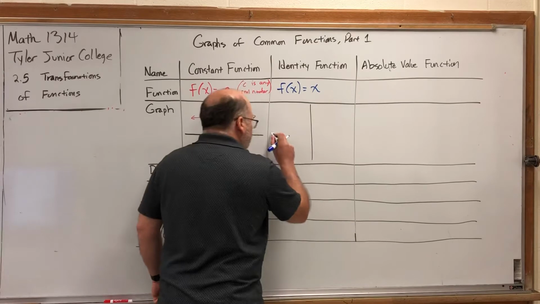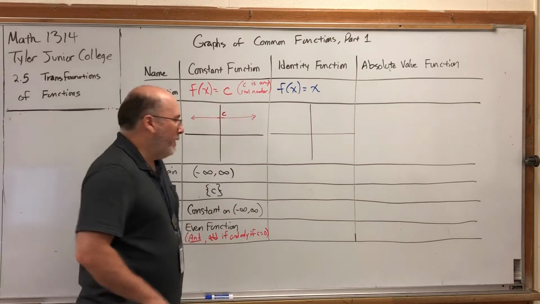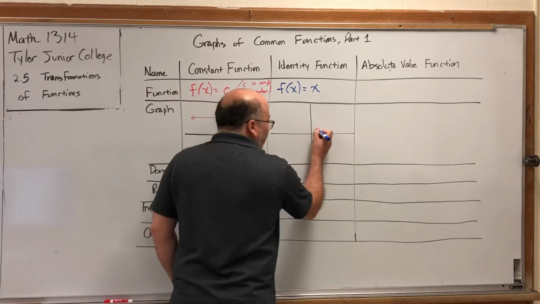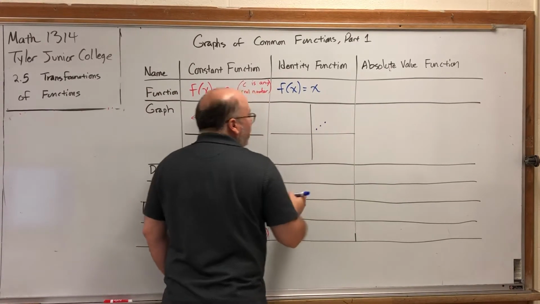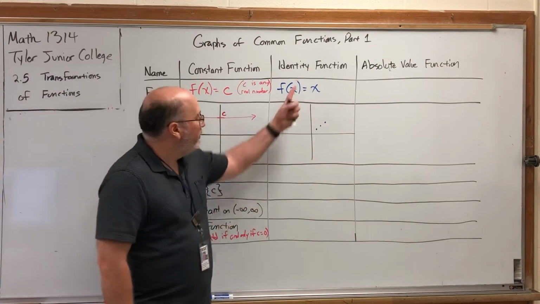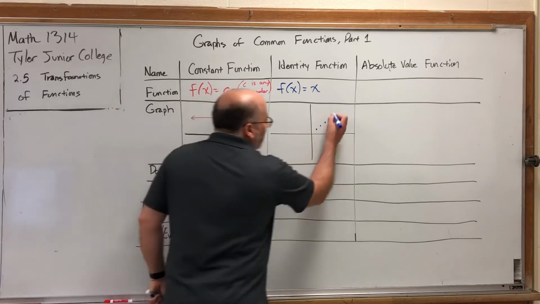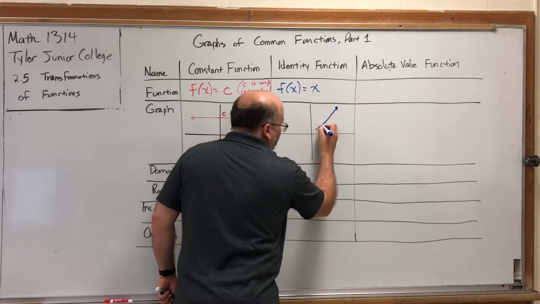Well, the input equals the output. So if I put in 1, I get out 1. If I put in 2, I get out 2. If I put in 3, I get out 3. Or you can think of this in slope-intercept form. Its slope is 1, its y-intercept is 0. But no matter how you view it, you get what I call a perfect diagonal line.